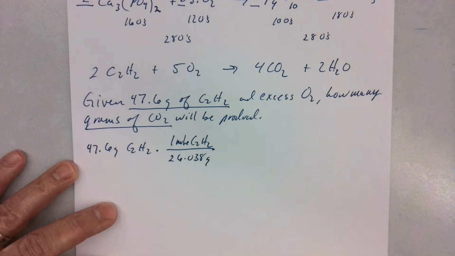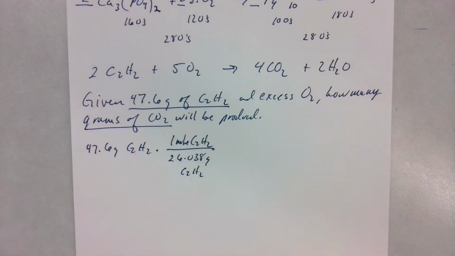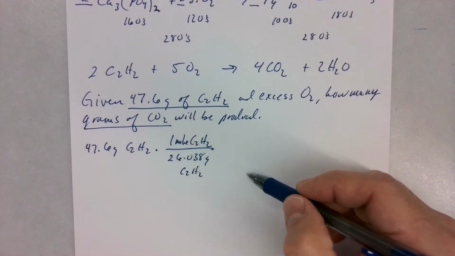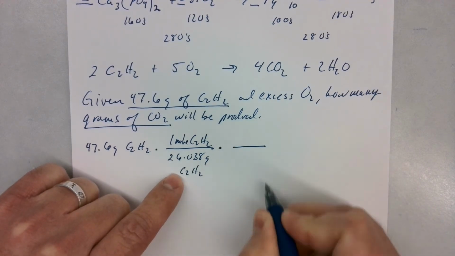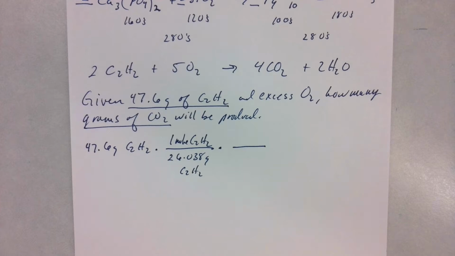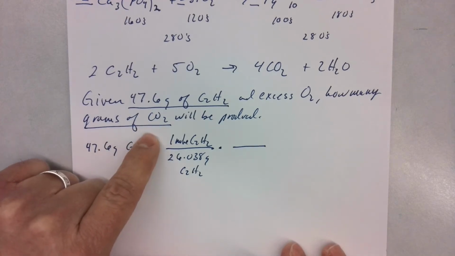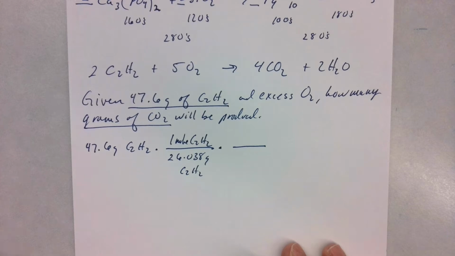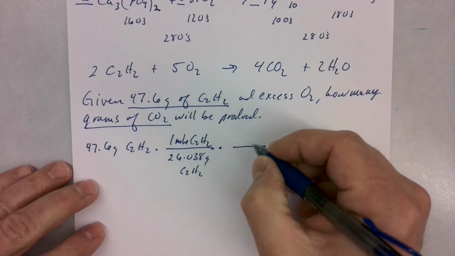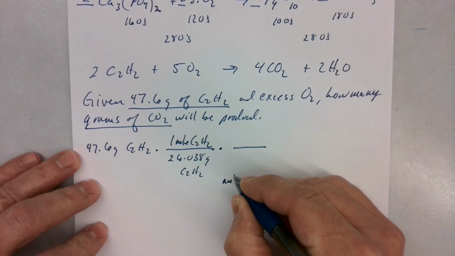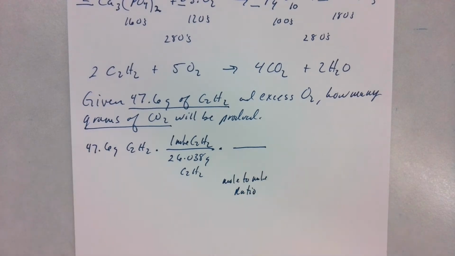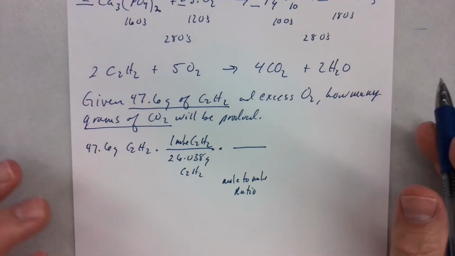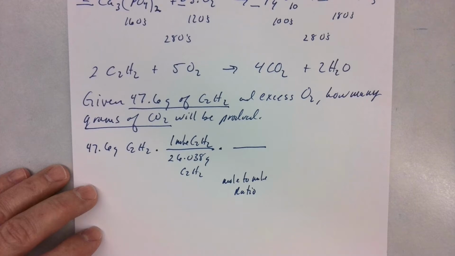26.038 grams of C2H2. Now, that's going to put me into moles of C2H2. Now, for moles of C2H2, I've got to go to moles of what it asks me about. What does it want me to find? It wants me to find grams of CO2. But before I can go to grams of CO2, I've got to go to moles of CO2. So I'm going to go with what's called the mole to mole ratio. Sometimes I refer to it as the molar ratio. So, what is the mole to mole ratio of CO2 and O2? Where do I get that?